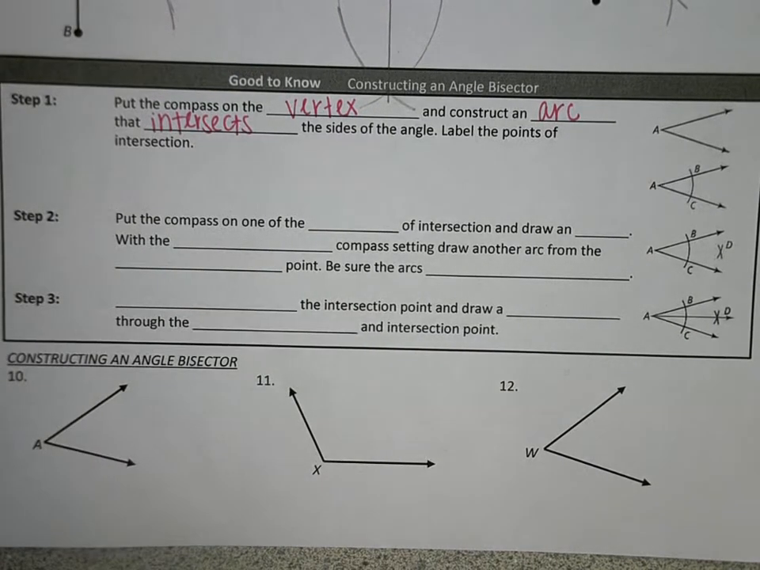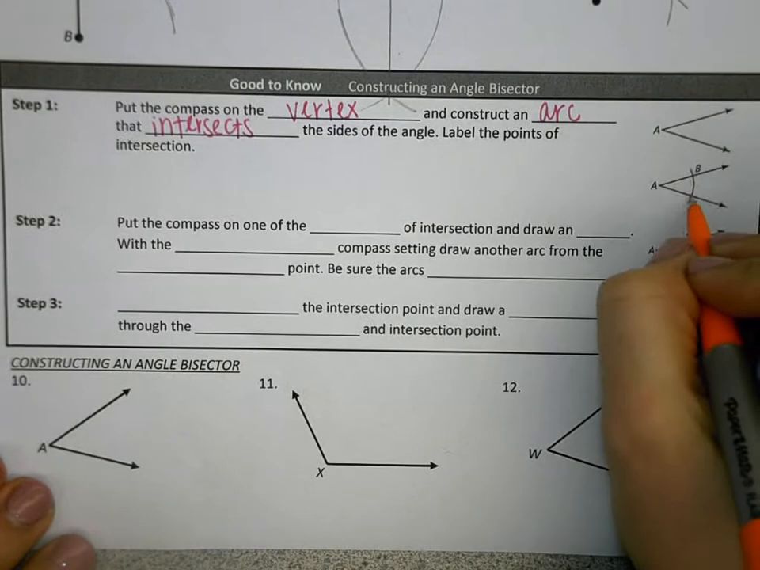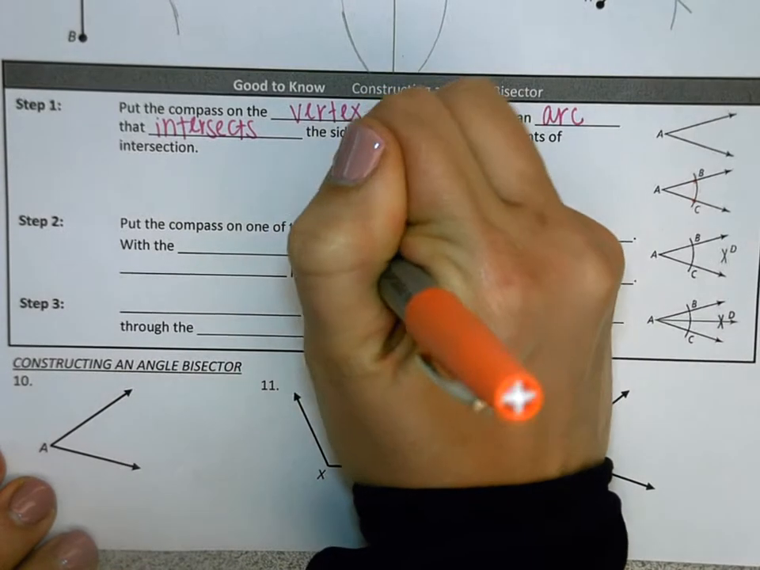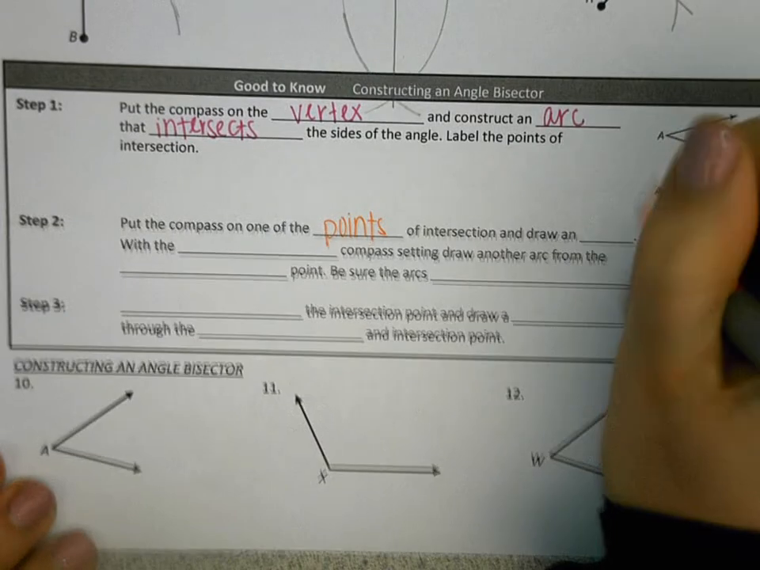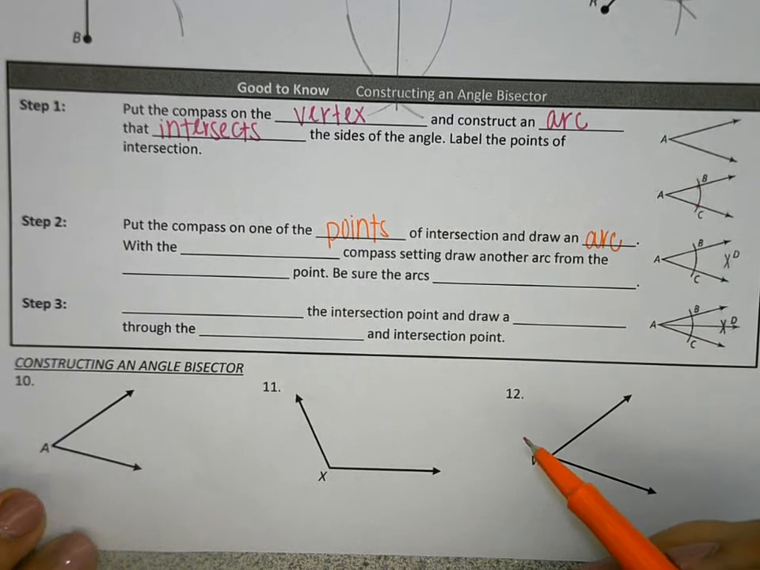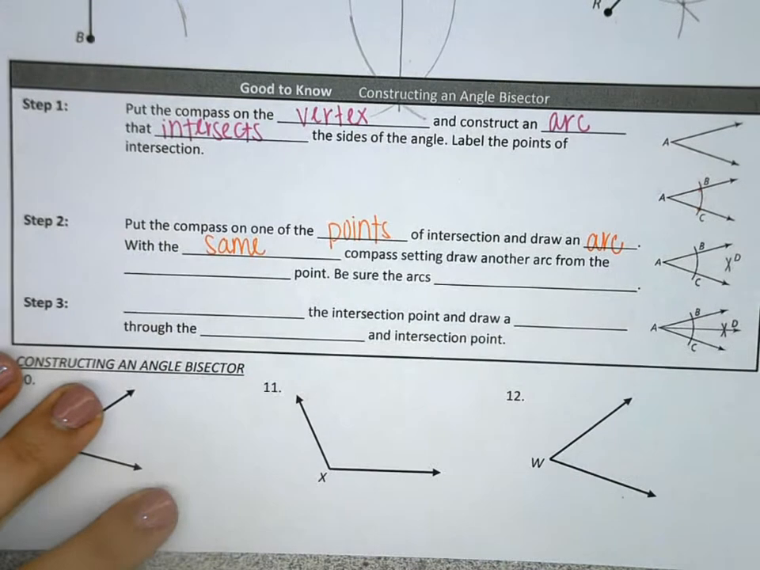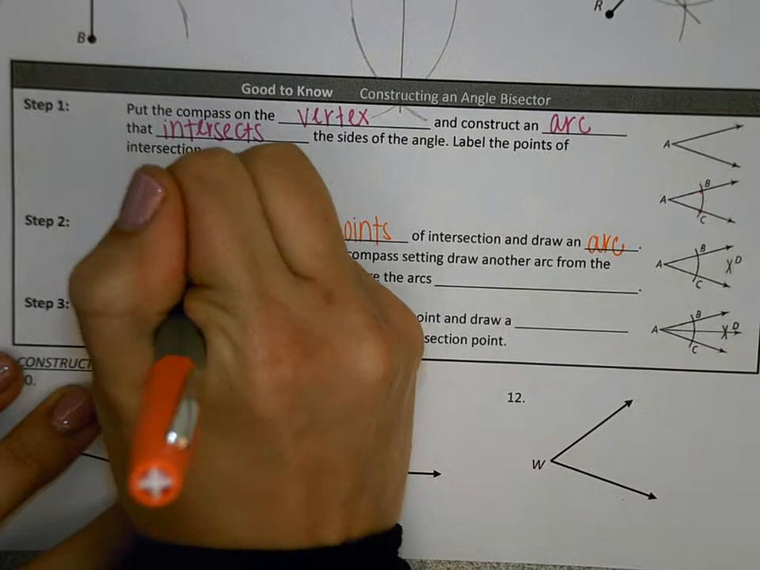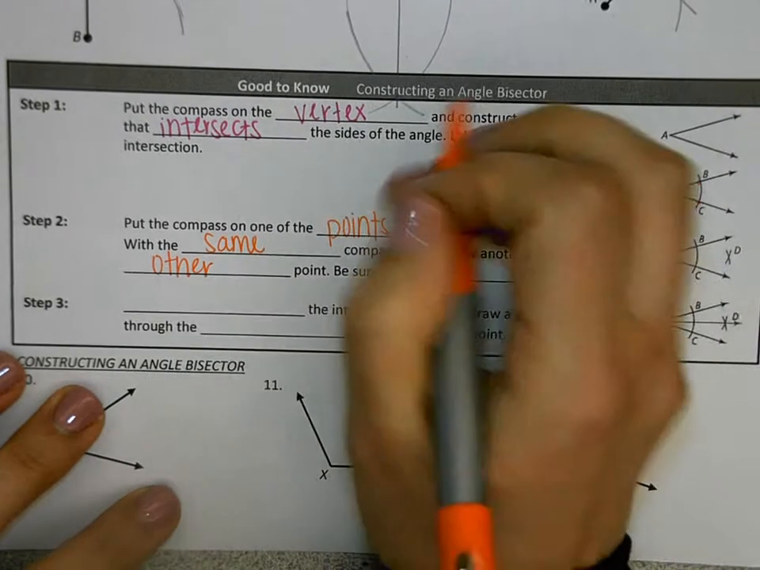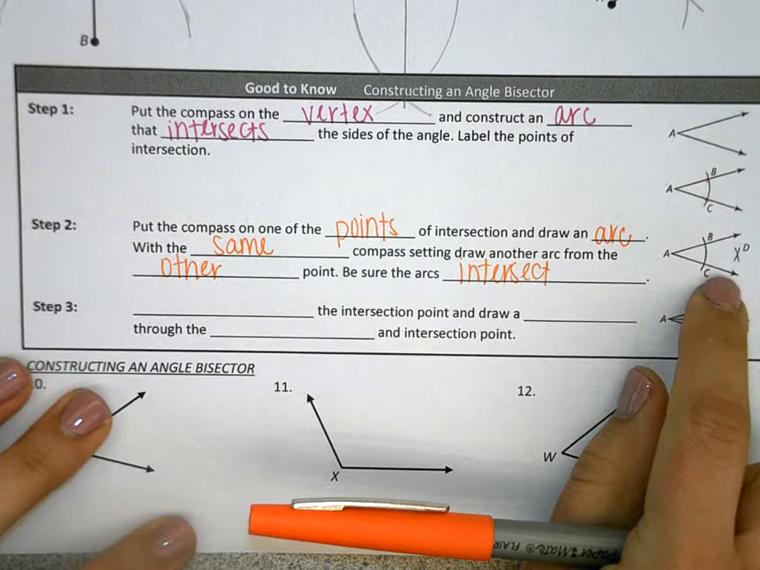And then what we're going to do is similar to the perpendicular bisector. You're going to put your compass on the points of intersection, so right here and here where our arc intersected. You're going to put your compass there, and you're going to draw another arc outside of the angle with the same setting. You're going to use the other endpoint, and the two arcs will intersect, so like this picture. Okay? And then just a note, be sure they intersect. So make sure you draw them big enough so that they intersect with each other.